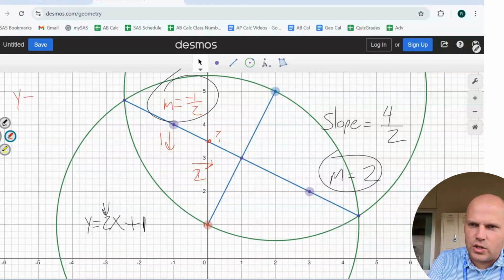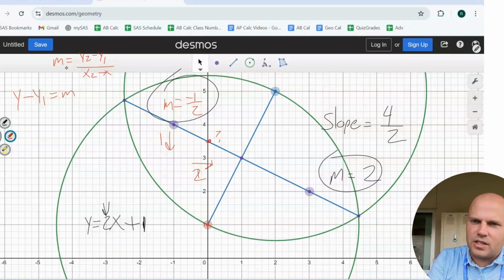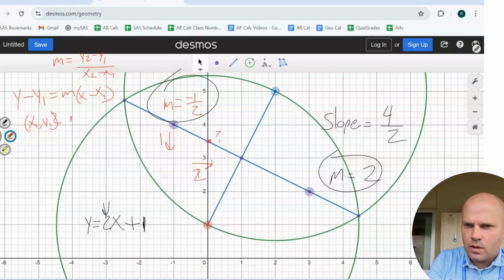That's called the point-slope version, which actually comes from your slope formula. If you remember your slope formula, you could multiply by x2 minus x1, and you have this equation where all you need is a point and a slope, and you have an equation.